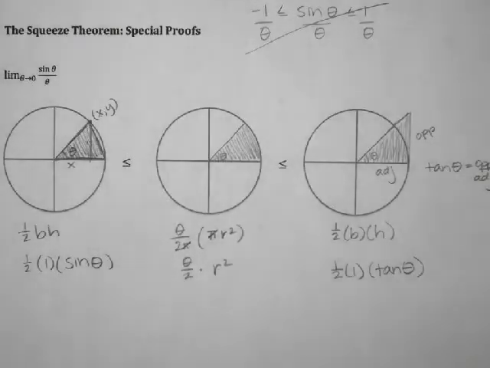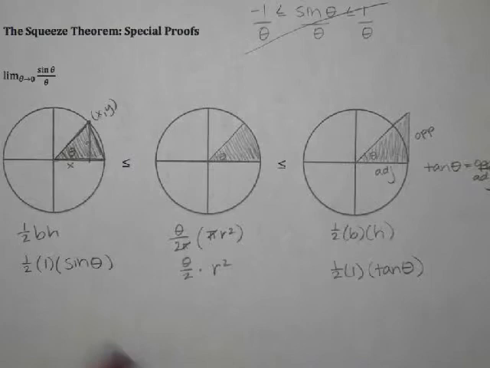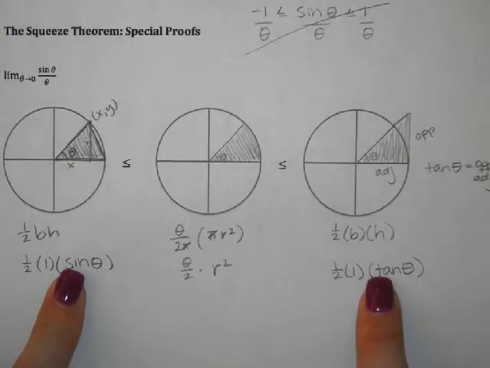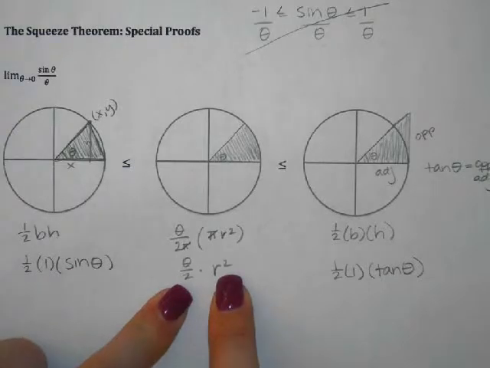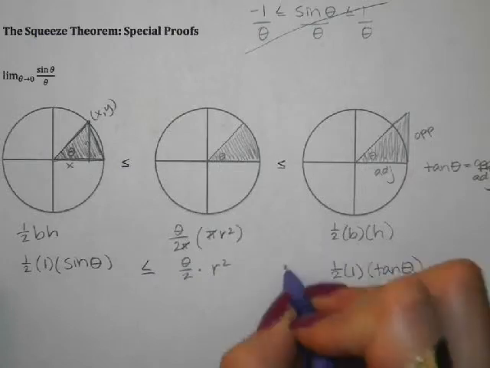Now, if you compare the areas of the triangles, this area is the smallest, this area is the biggest, and this area is sandwiched between them. Agree? Okay, so I'm going to add my inequality symbols.